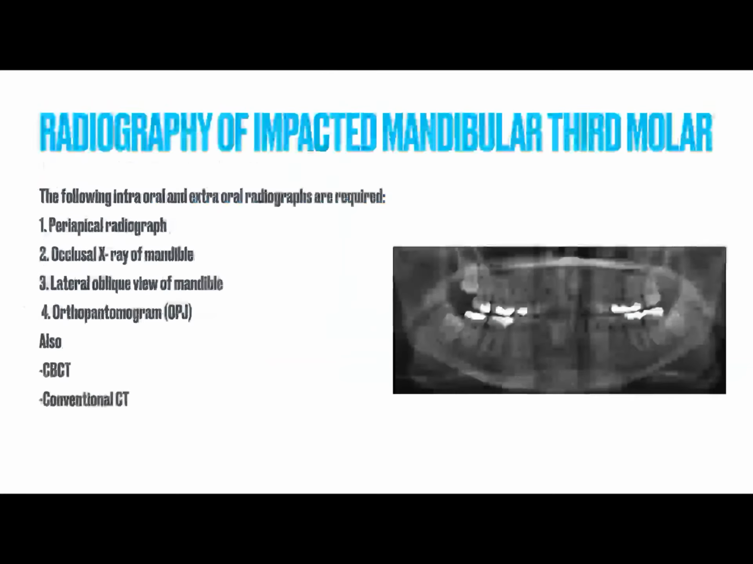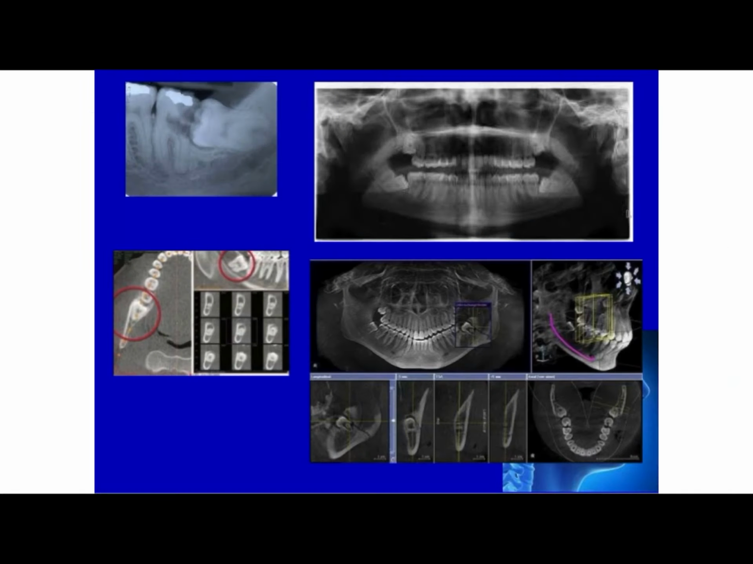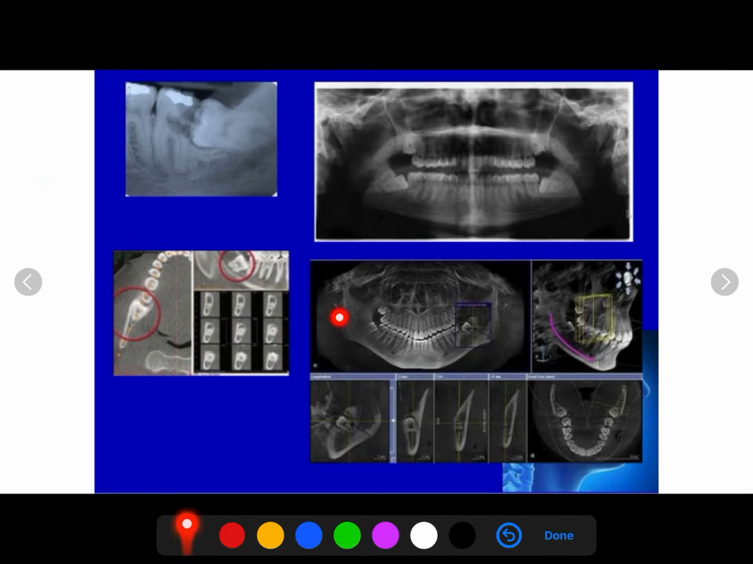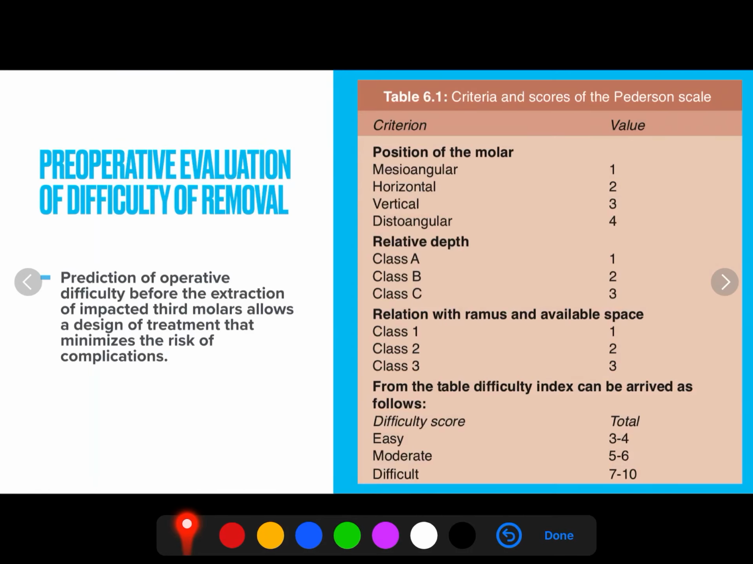This is done by radiographs, where we can use periapical radiographs, occlusal X-rays, lateral oblique views of the mandible, or OPG, and also very effectively CBCT and conventional CT scans. As we see, here are some examples of the X-ray, like the periapical or using the OPG or CBCT scans. We have the preoperative evaluation of the difficulty of removal.